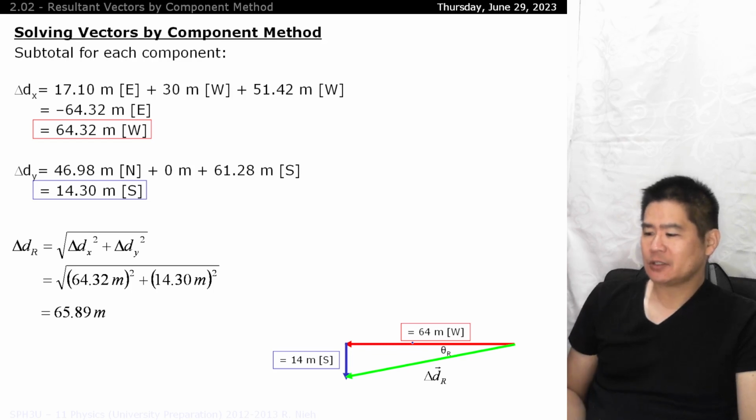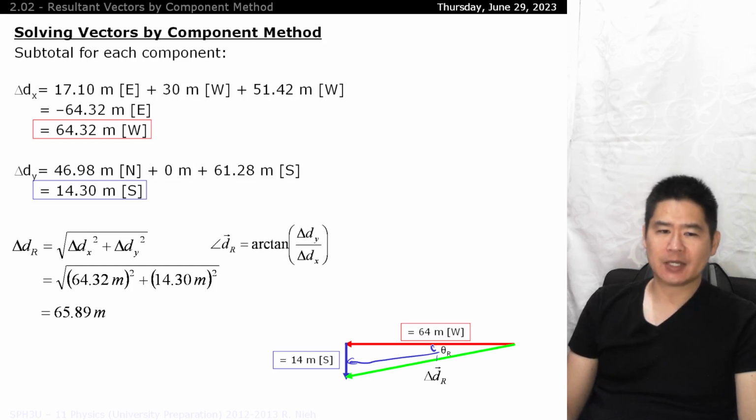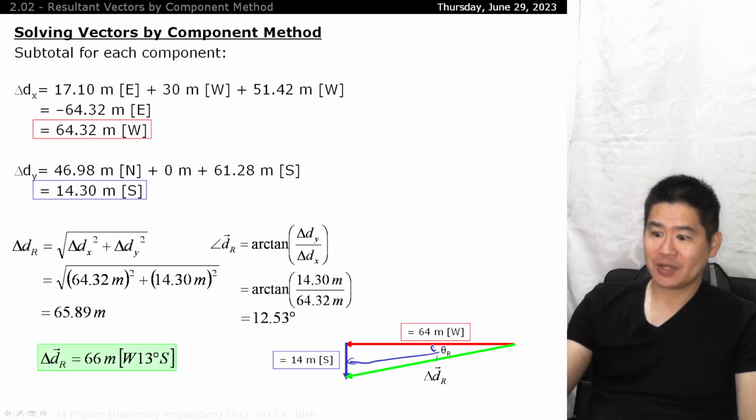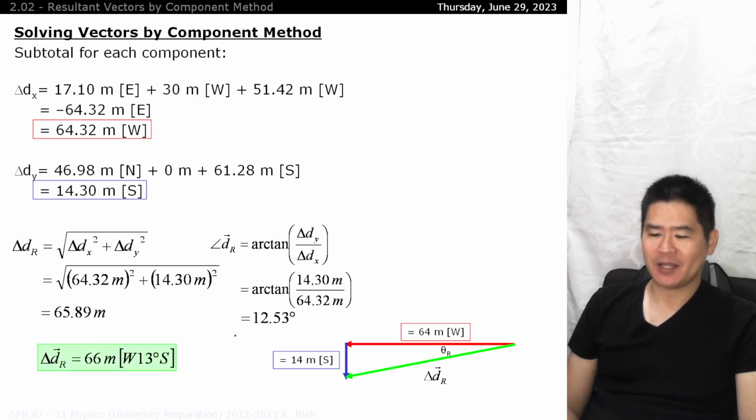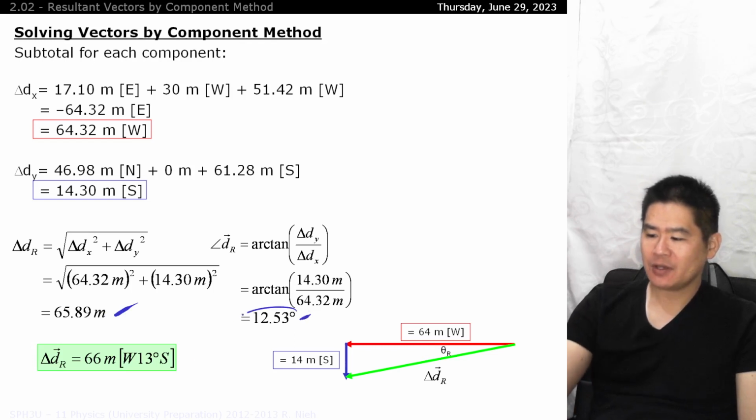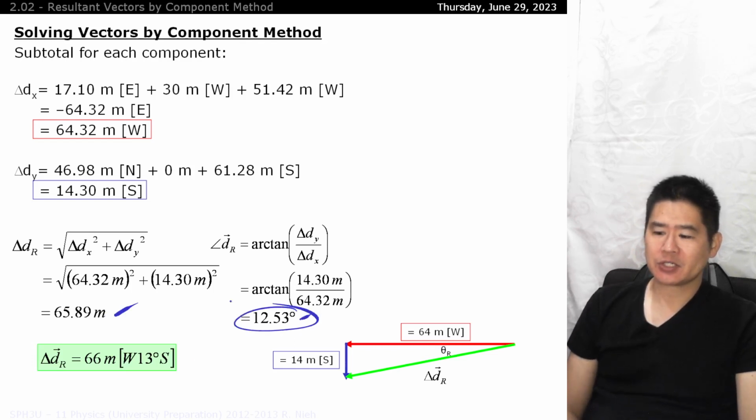Lastly, as for that angle, look at the setup over here. This is opposite of the angle, and this is adjacent. So therefore, theta is equal to tan inverse of opposite over adjacent, or delta dy over delta dx. Sub the values in, and you're almost there. That's the last step right there. Okay, state your final answer. Don't just give me these two values over here, especially since 12 degrees doesn't really tell us much. Tell me that it's west 13 degrees towards the south. I believe all the givens were 2 sig fig, and that's why I stated my final answer as 2 sig fig as well.